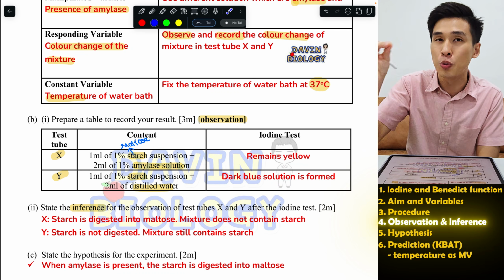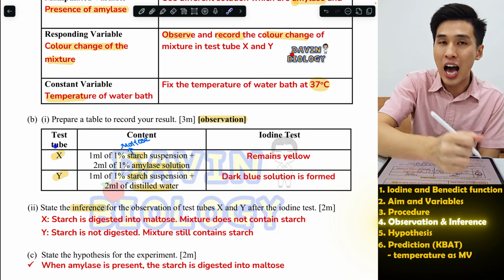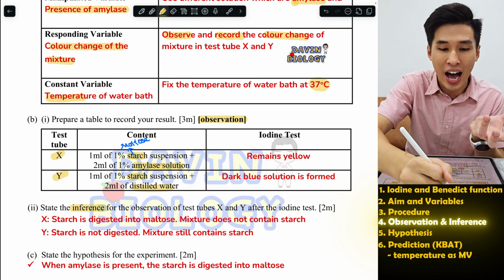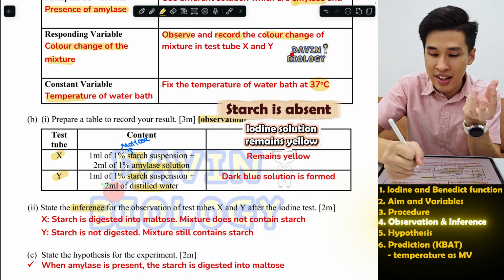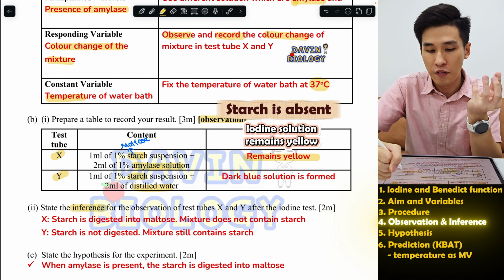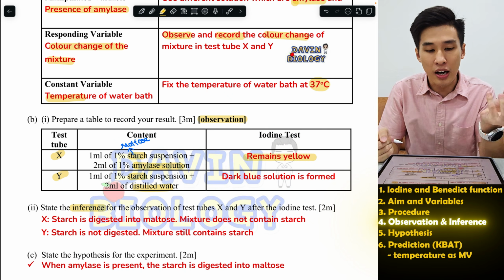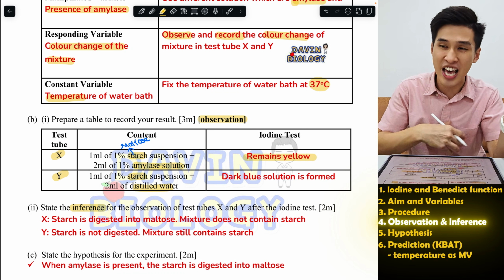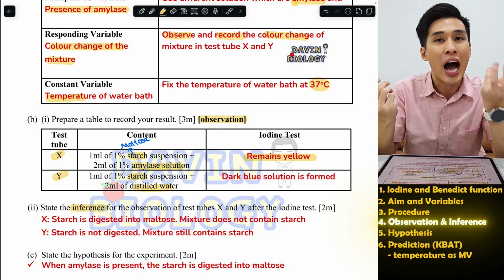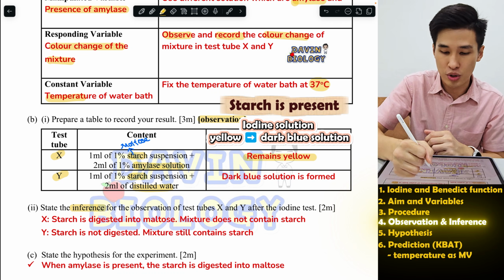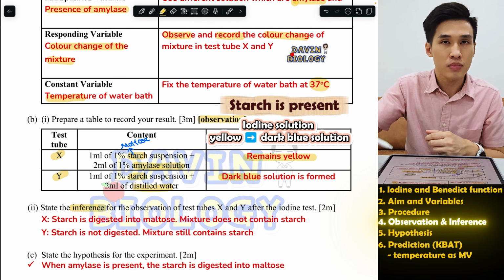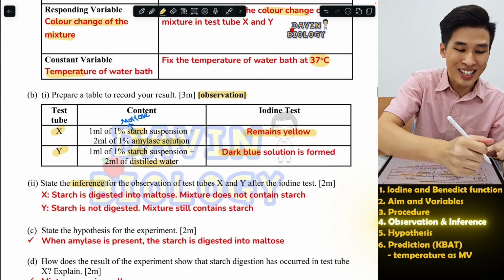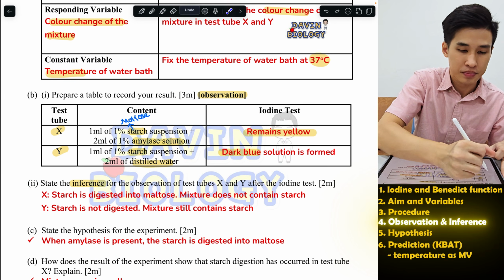So when I put iodine into test tube X at that time, iodine tests for presence of starch. Now no more starch already. So your iodine initially yellow, at the end still remains yellow. For the other one, starch is not digested. So in the beginning of the experiment there is starch, in the end still there is starch. So your iodine will change from yellow to dark blue, because when starch is present, iodine will change from yellow to dark blue. Then inference means explain your observation.